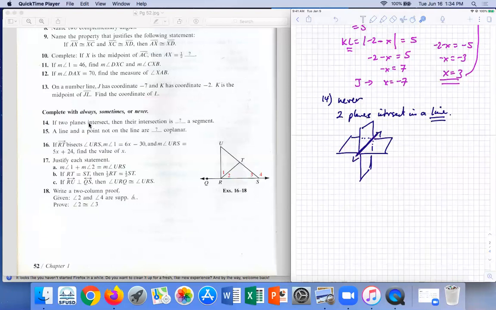So that's why you have to watch out for the wording of some of the problems, right? They kind of set it up to say that they do intersect. So if they intersect, it's never a segment, it's always a line, right?